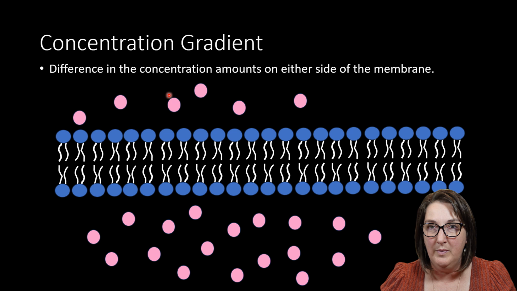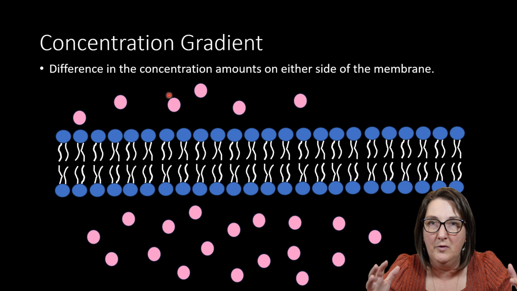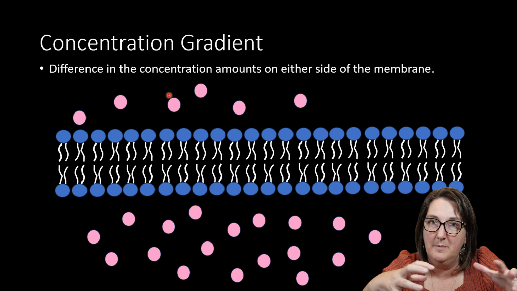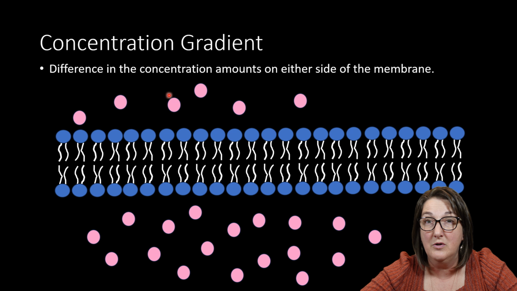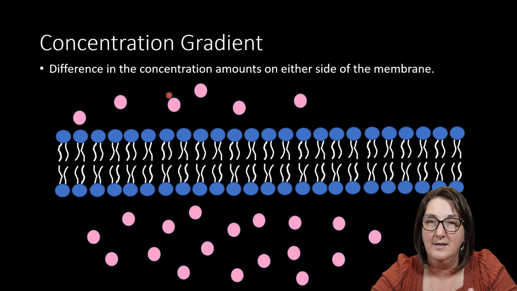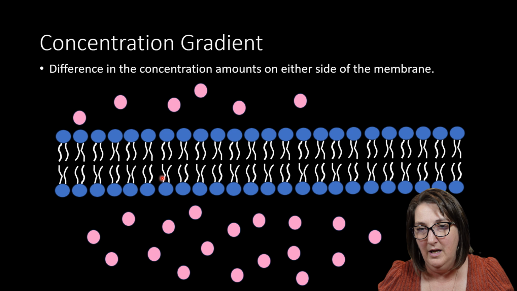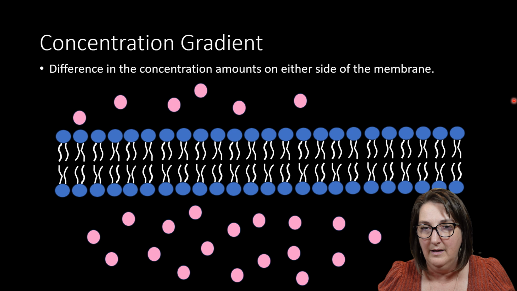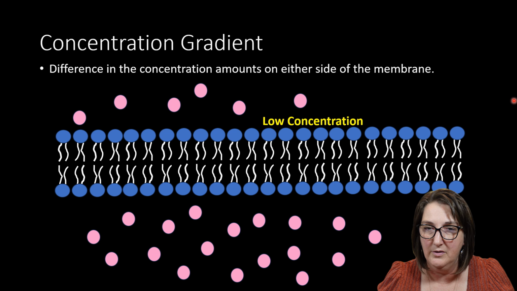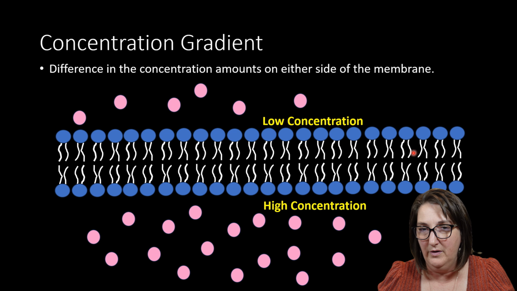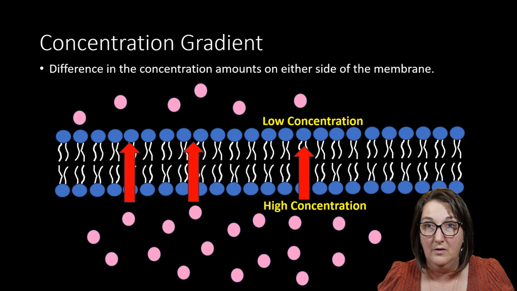So this kind of works with people too. When you have a room full of people, they're not all bunched together. They spread out, and they're going to go to a place where there's not a lot of people. And so this is kind of what molecules do too. So I have a bunch over here, and they want to spread out. So they're going to naturally go through this membrane and come to the other side. So my low concentration, my high concentration, they're attracted to the low, and so they're going to move through the membrane and go to the side that's low.